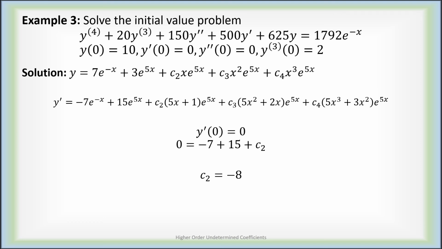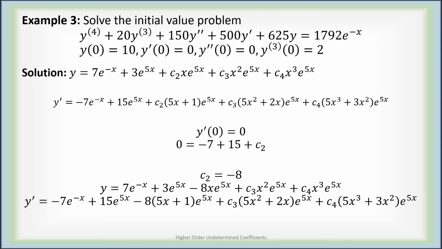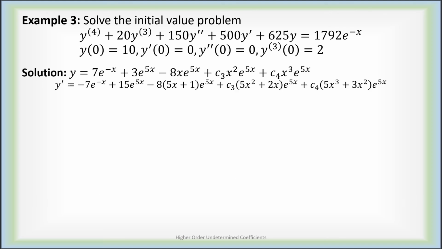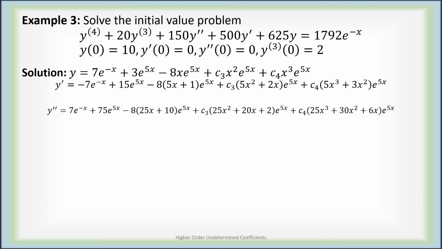So we're going to take this value of c2 and put it into y. So we have now solved for c1 and c2. Therefore, y prime is as given here. We're just taking the y prime that we computed here and substituting that c2 is now known to be negative 8. So here are y and y prime. Now we can compute y double prime. After some work and some simplification, there it is.